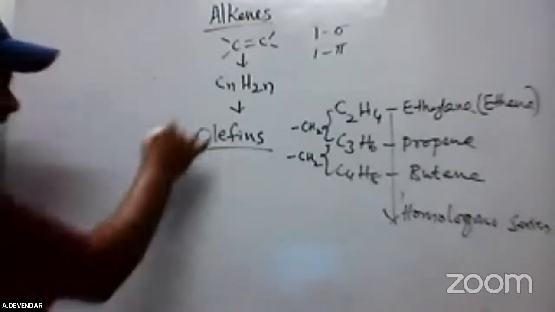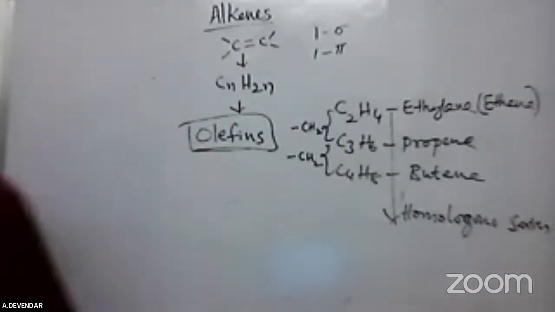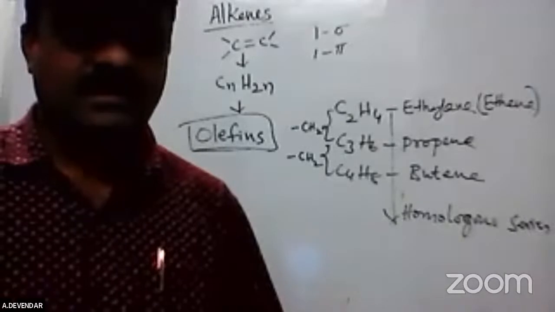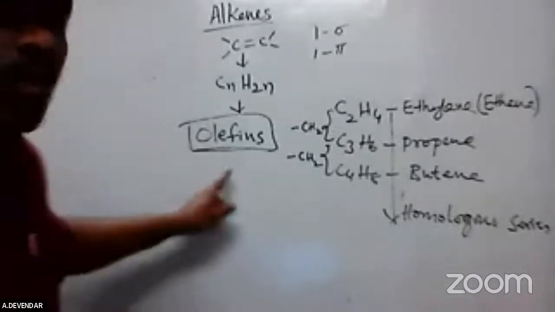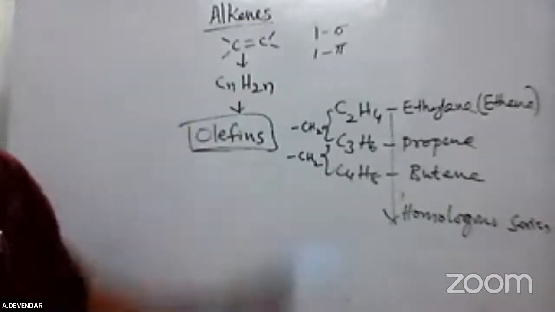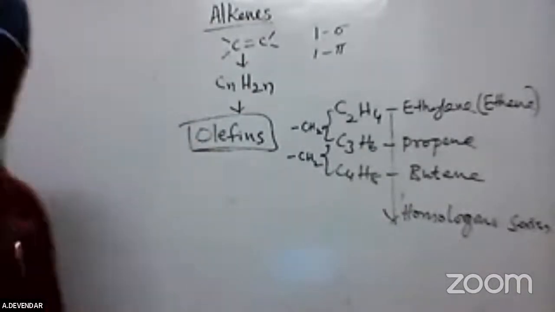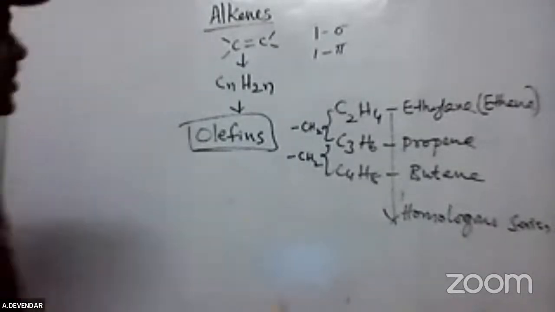So it is also very important from an examination point of view. Why? Because alkanes are called paraffins and alkenes are called olefins. Okay, remember the general formula is CnH2n. So these are the important points, and now the major important topic is the preparations.